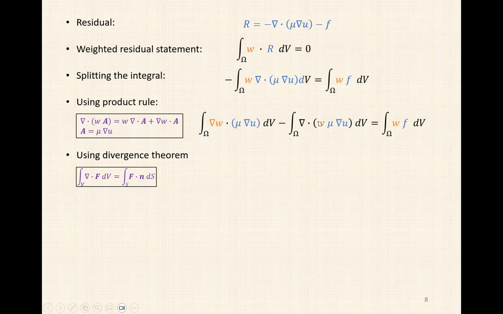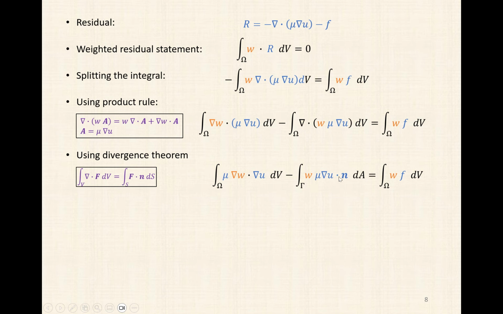Here our f is the term inside the bracket, so f dot n, where f is w mu del u. Okay, so this is our boundary. Here we have transformed the volume integral into a surface integral over the boundary. Sorry, the integral, so this is dA, not dV, because we are integrating along the boundary.